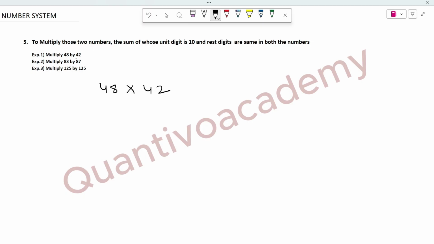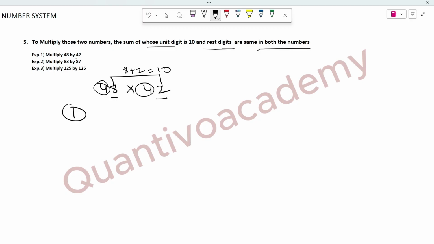Now in order to multiply these, first of all we check the unit digits of these two numbers, that is 8 and 2. We sum these two unit digits, that is 8 plus 2, which equals 10. Thus the sum of the unit digits is 10, and the rest digits, these left digits, are both the same. Then what we have to do in the first step, we have to multiply the unit digits.